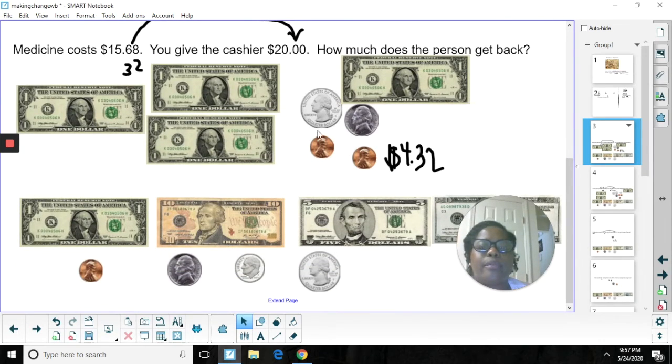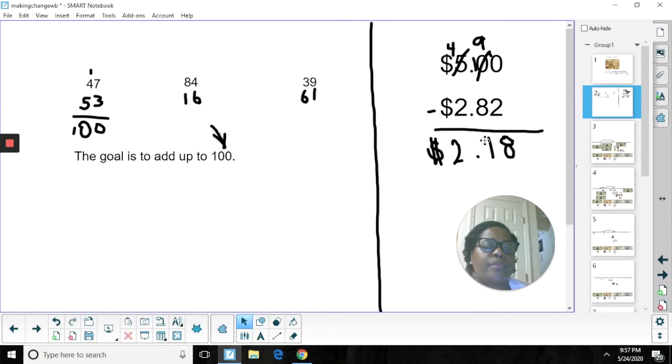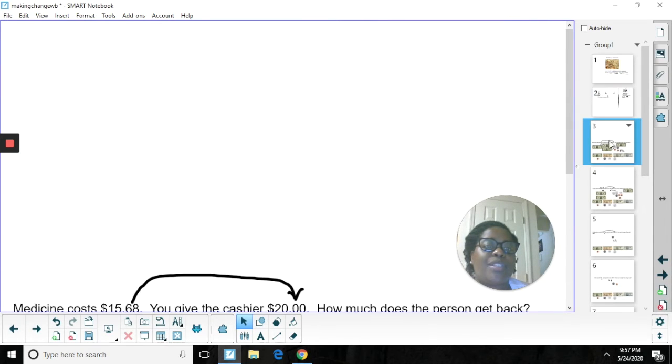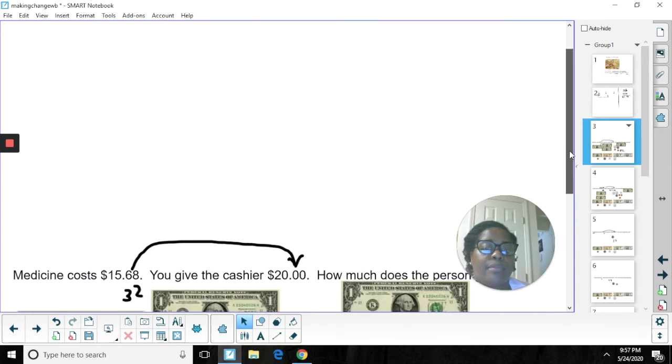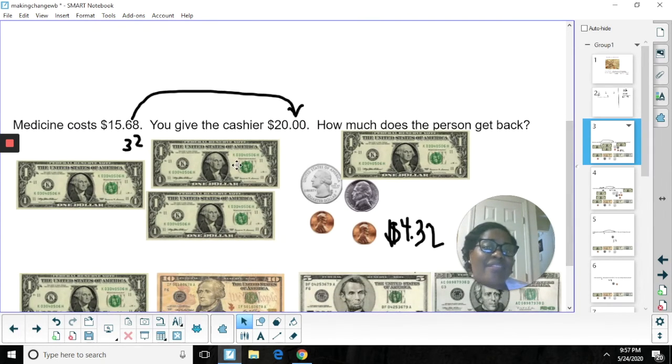This one or this one? Did you say this one? Yes, that's the fastest, because just imagine if you're in line and you're the cashier. You won't have time to write it on a piece of paper, will you? No, you have to be able to do it fast. So take the time to practice, practice, practice making change.